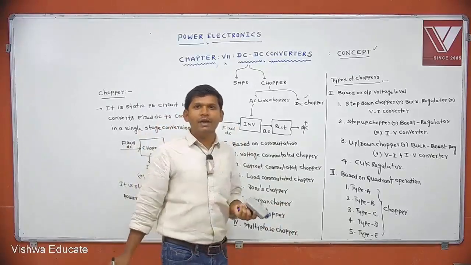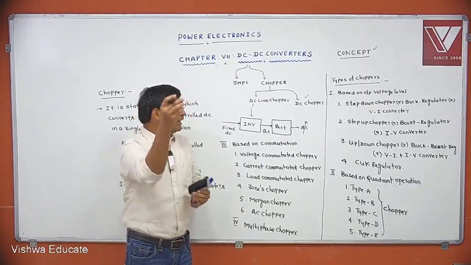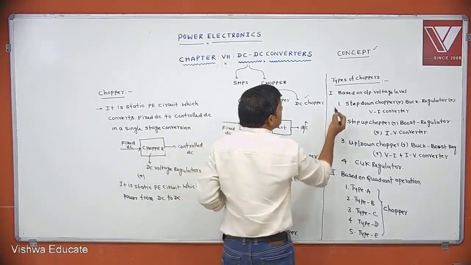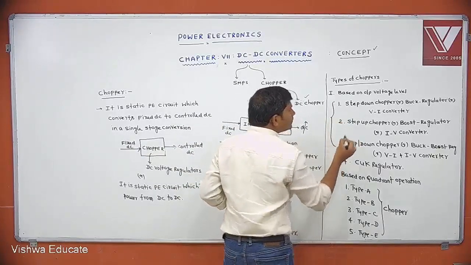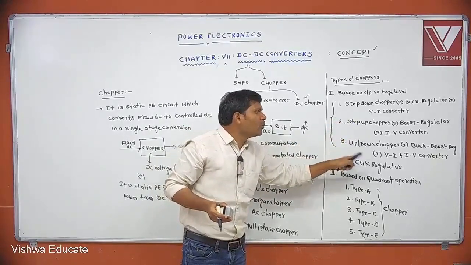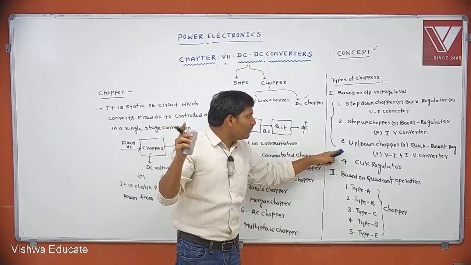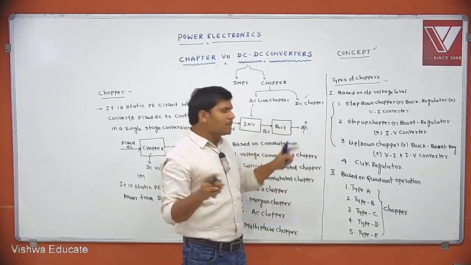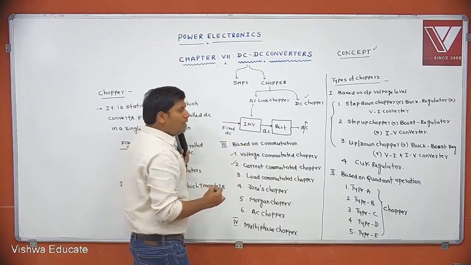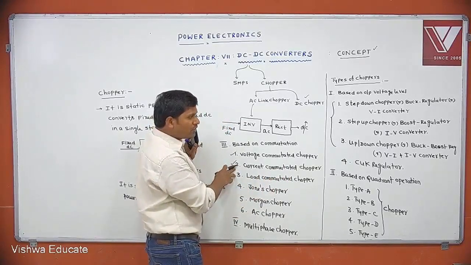These are the different types of chopper circuits we are using. But according to the latest GATE syllabus, it is mentioned only buck regulator, boost regulator, buck boost regulator. But in the old GATE syllabus, all these concepts were there except this one. From the IES point of view, up to this it is important.